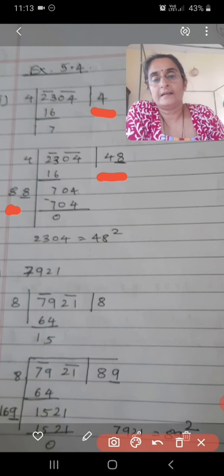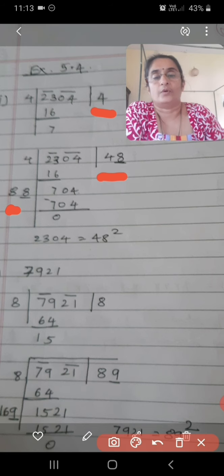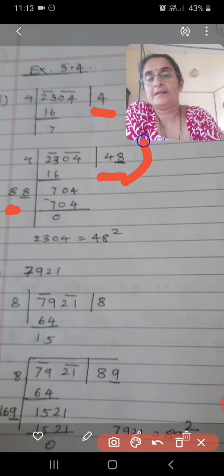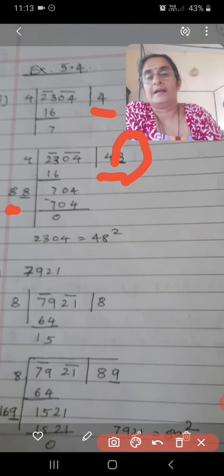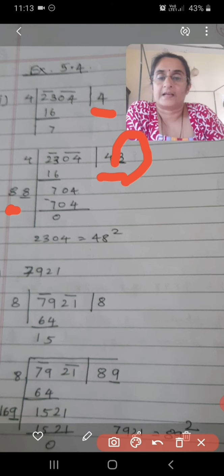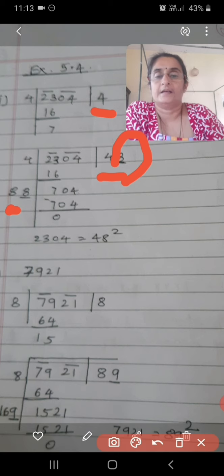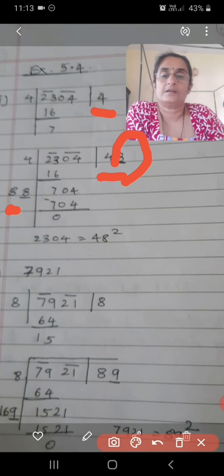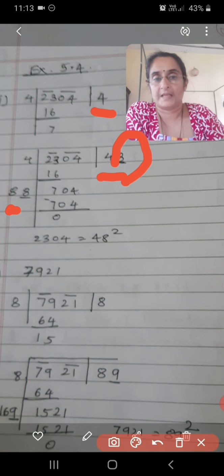So one more option is remaining, that is 8. Now 88 into 8. Whatever number you are taking there, that number again has to be multiplied. So 88 into 8 is 704. So that 8 I have written here now. Subtraction of 704 is 0. So your answer is 48. So 2304's square root is 48.